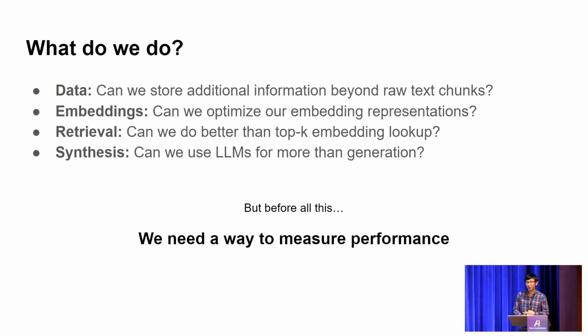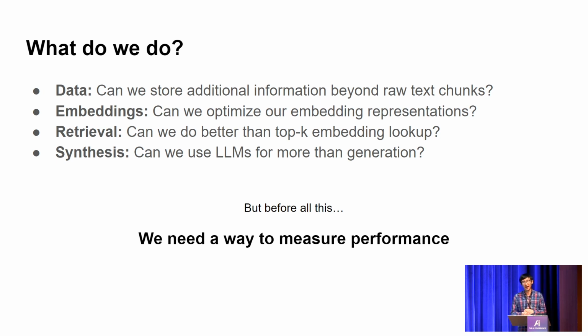Can we store additional information beyond just the raw text chunks? Again, the current naive RAG stack is just like you have a bunch of text and you just split it up, right? And it's just raw text blobs. Embeddings, can we do better than just using a pre-trained embedding model? Can we optimize the embedding representation in some way?